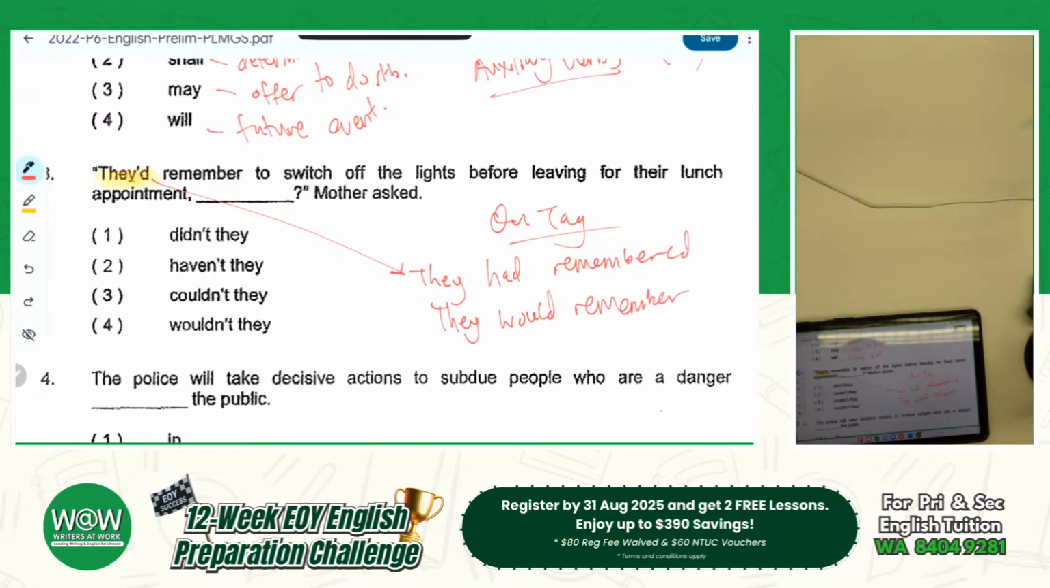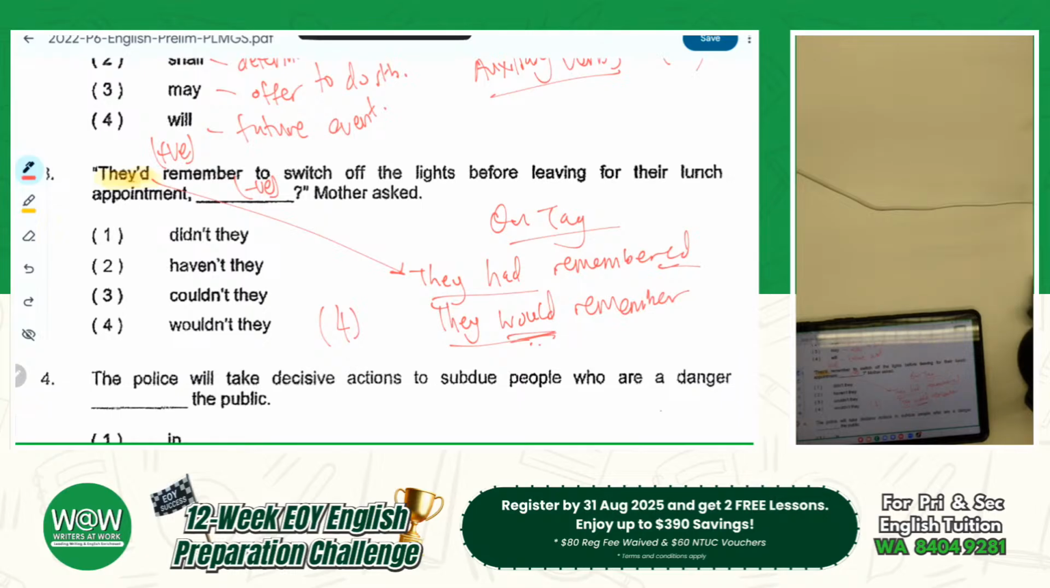Okay. So you can see the 2 papers that we have just gone through, the idea or the solution is the same thing. I write it out first and I ask myself, what do I put at the back? Had needs to go with remembered with the ed. Can you see, Adrian? So in this case here, our answer would be number 4, because I will be using would. They would remember is positive, so at the back, the negative connotation would be wouldn't they? Okay.